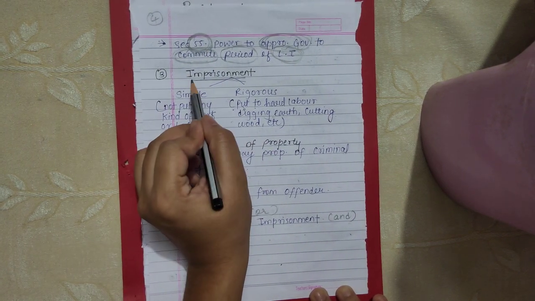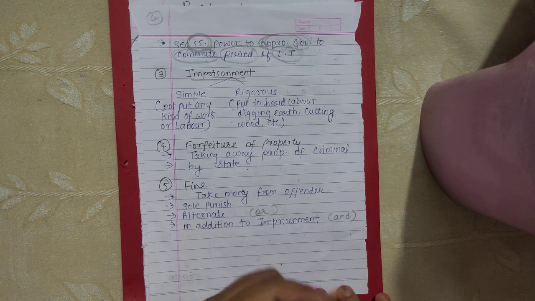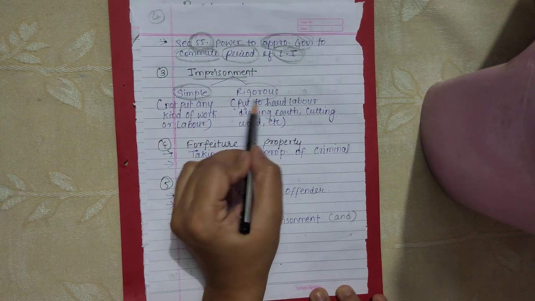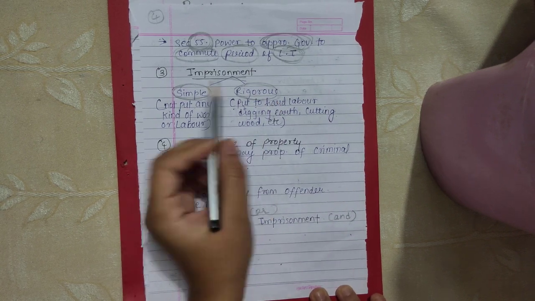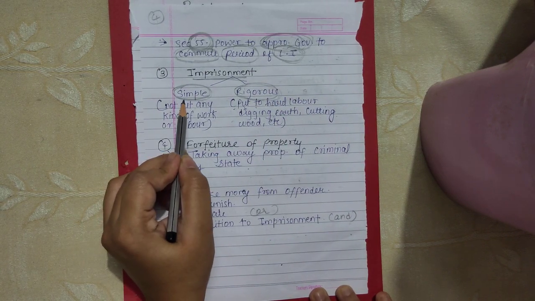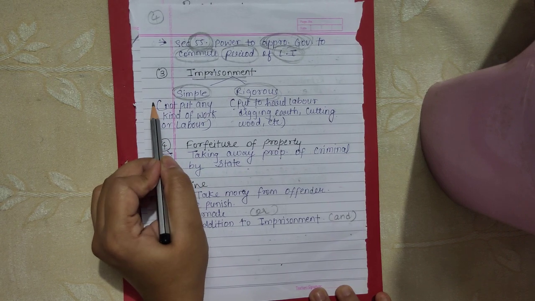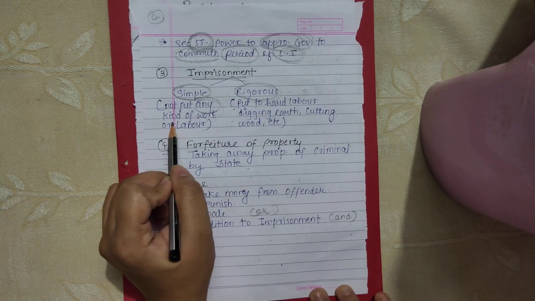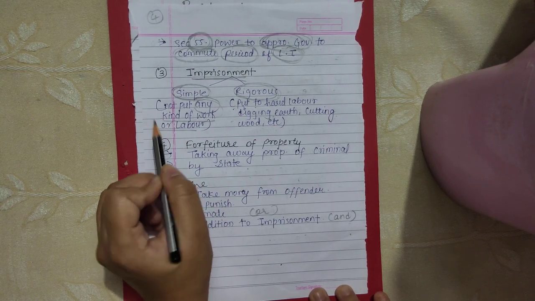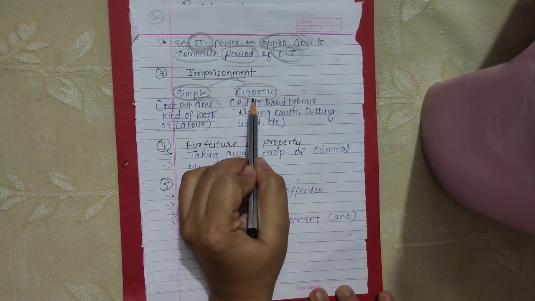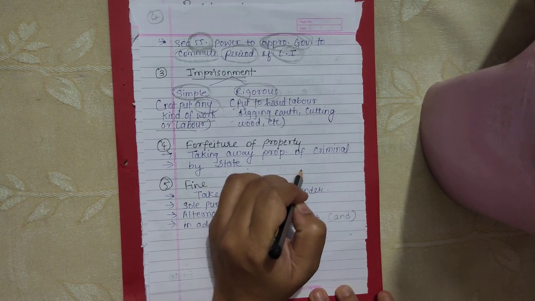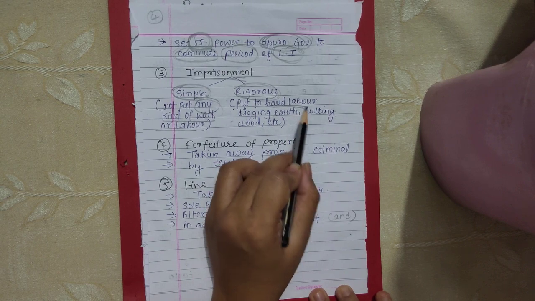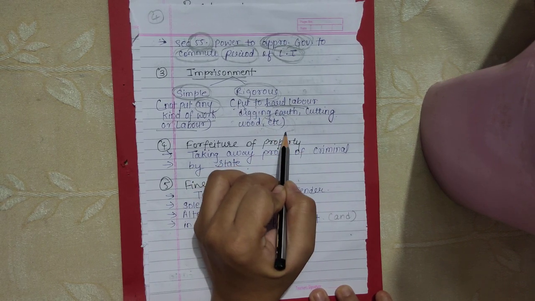Next, imprisonment. There are 2 types of imprisonment given under the Indian Penal Code: simple imprisonment and rigorous imprisonment. Simple imprisonment means imprisonment in which the criminal is not put to any kind of work or labor. But in rigorous imprisonment, the person convicted of the offence is put to hard labor. For example, digging earth, cutting wood, etc.